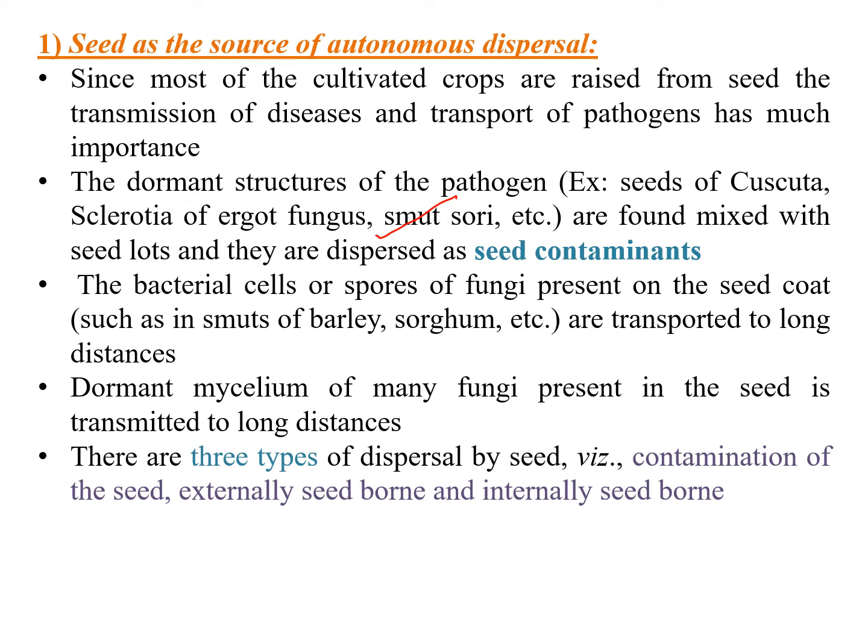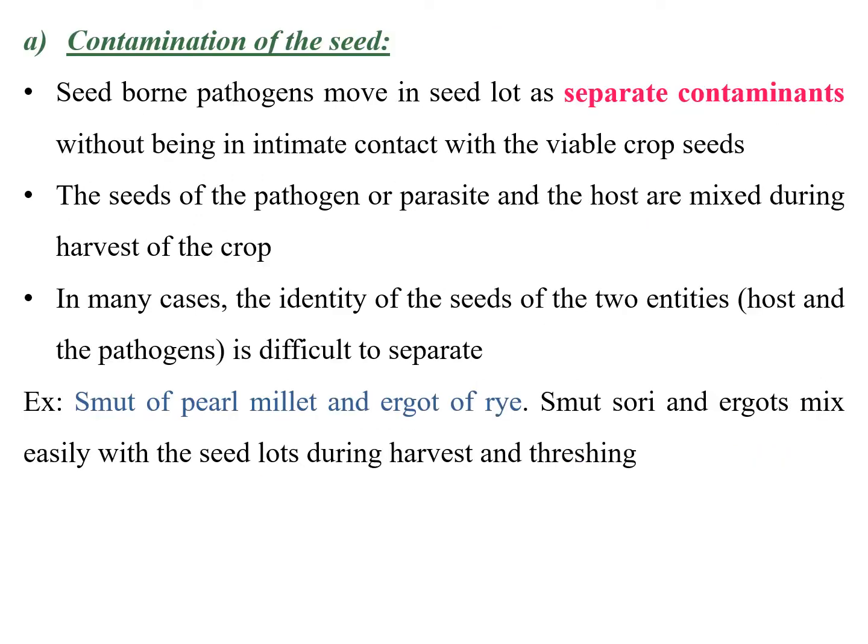Based on this, we can divide dispersal by the seed into three types: contamination of the seed, externally seed borne, that is present on the seed coat, and internally seed borne. Now let us see examples for each category. The first category is contamination of the seed. That means seed-borne pathogens move in the seed lot as separate contaminants.